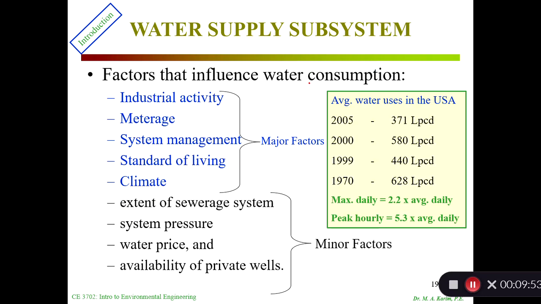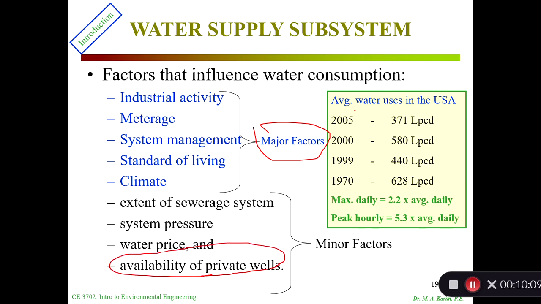So here are the factors that influence water consumption: industrial activity, meterage, system management, standard of living, and climate. These are the major factors. We have some minor factors: extent of sewage system, system pressure, water price, and availability of private wells. So these are the ones.